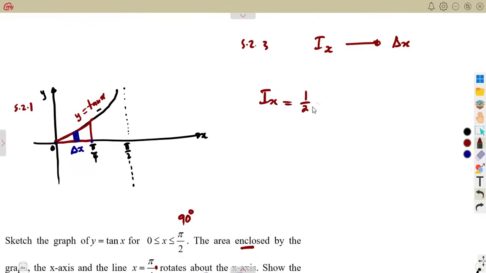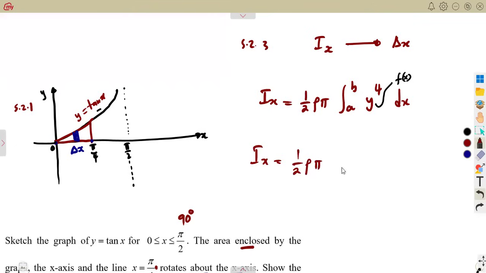We are given this as half of the density times pi, the integral of y to the exponent of 4 with respect to x, where this y here is a function of x. So we are going to substitute this with what we are given, from 0 to pi over 4. So y is what? That's a tan. Remember what I said about an exponent. So it's the same as tan to the exponent of 4 x with respect to x.